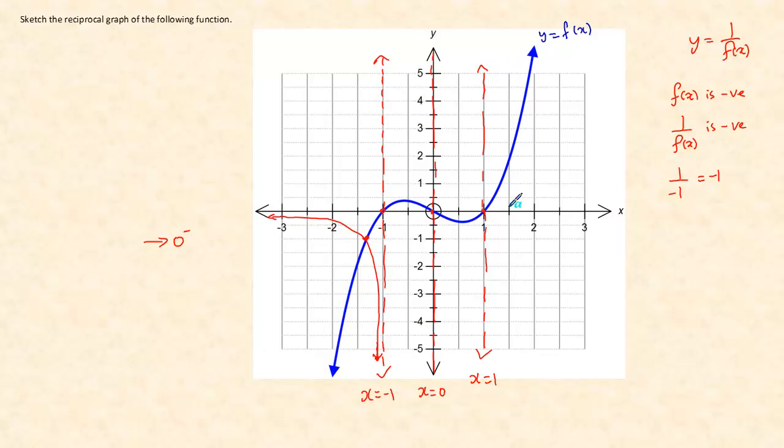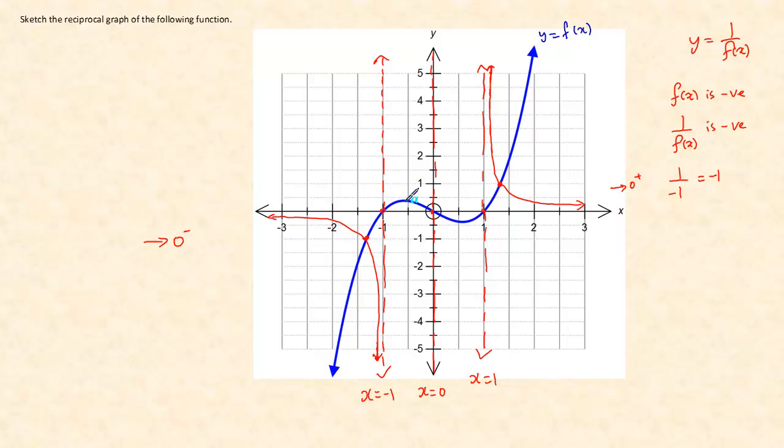So it's tending to 0 from below, which we write like that. The same sort of argument applies over here. So small and positive, this one's going to be massive and positive. So it's going to go up the asymptote here and down through here. And then, as this one gets very large, this one gets very small, and it's going to tend to 0 from above.